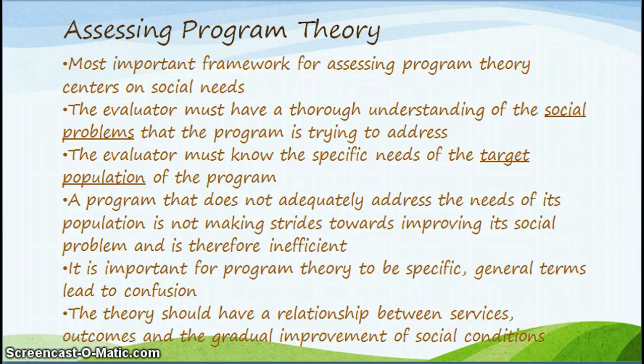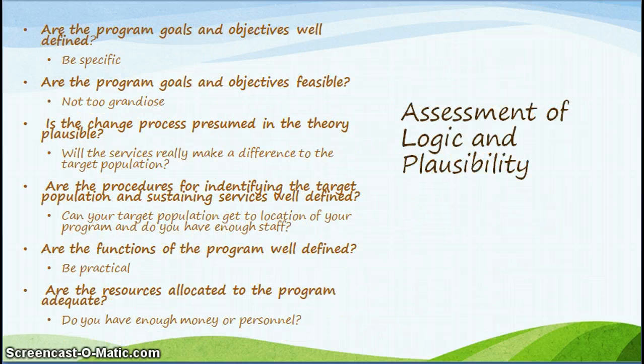It is important for program theory to be specific because the more general the terms are, the more confusion there could be. Also, a good theory should have a relationship between services and outcomes and the gradual improvement of social conditions. All those things should be related in a good program theory. So you can assess it through logic and plausibility through this set of questions. You can look at the program goals and objectives and say, are they well defined? And they really should be as specific as possible. Are the program goals and objectives feasible, meaning that they're not too grandiose, right?